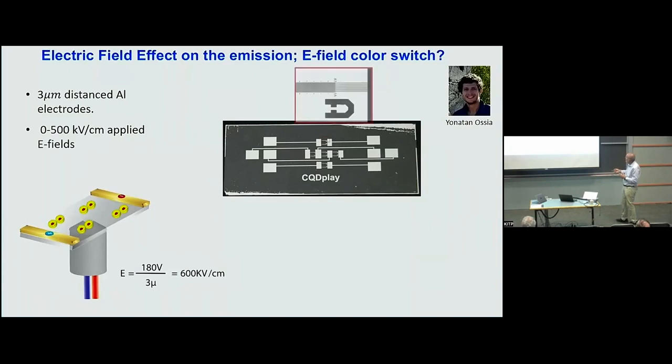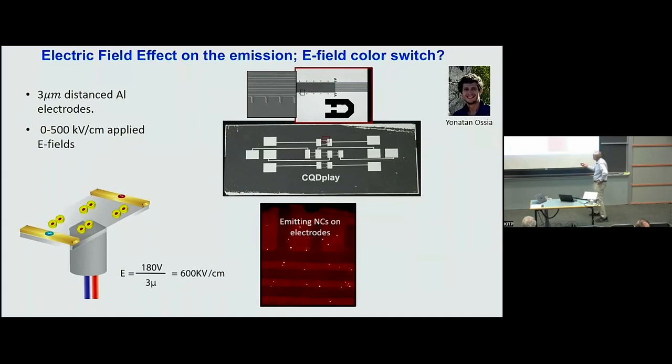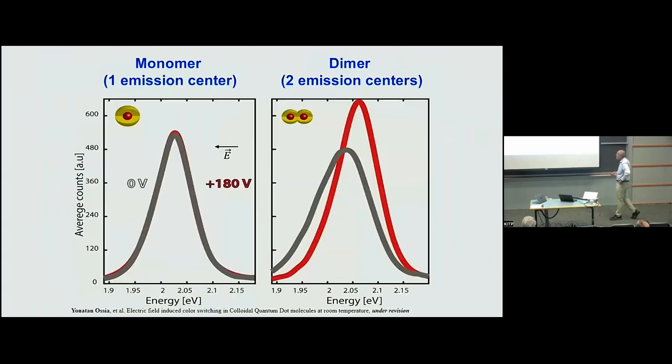These are our electrodes, interpenetrating electrodes, 3 micron spaced. These are particles in between those electrodes. We now apply the field. This is a monomer. Nothing much happens between 0 to 180 volt. A little bit. These are pretty small, so you cannot move the wave function too much around. In the dimer case, we see quite a different case. This is a dimer, 2 emission centers.